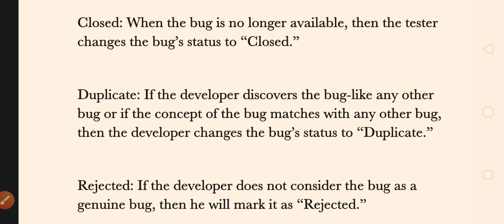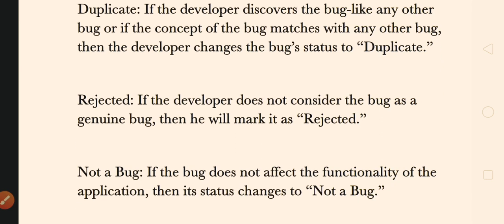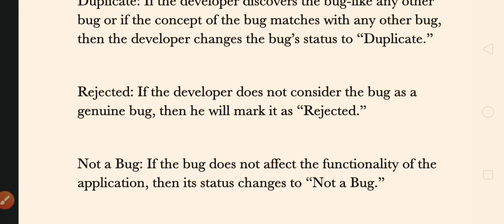Duplicate. If the developer discovers a bug like any other bug, it may happen that if someone is reporting any bug, another person may report that bug also, or the same person may report it. So that comes under duplicate. If the concept of the bug matches with any other bug, then the developer changes the bug status to duplicate. Rejected. If the developer does not consider the bug as a genuine bug, then he will mark it as rejected.